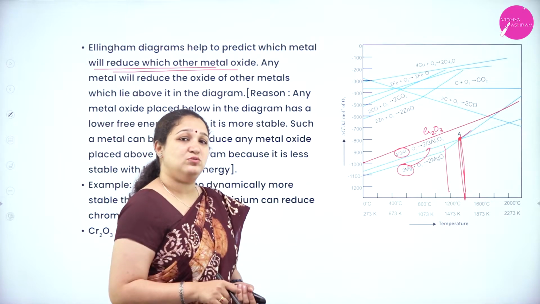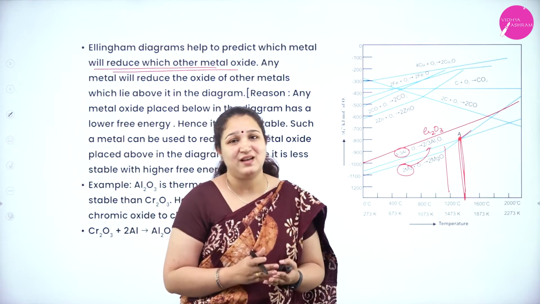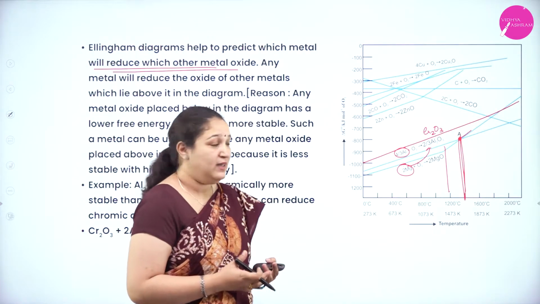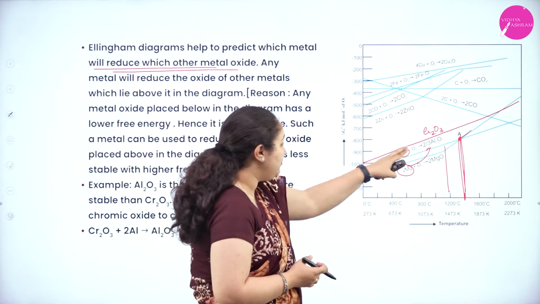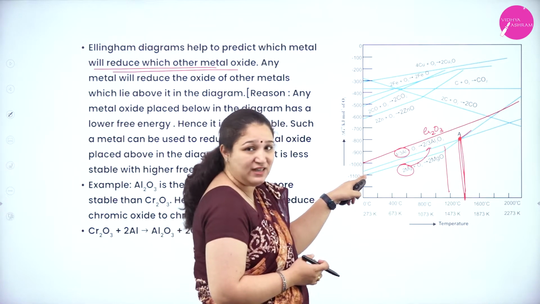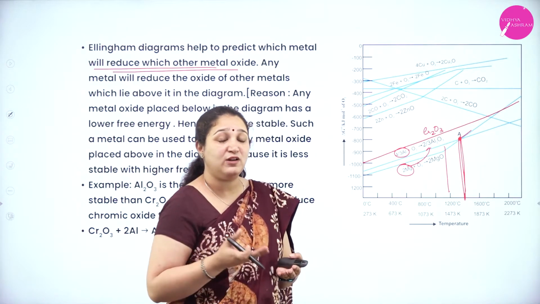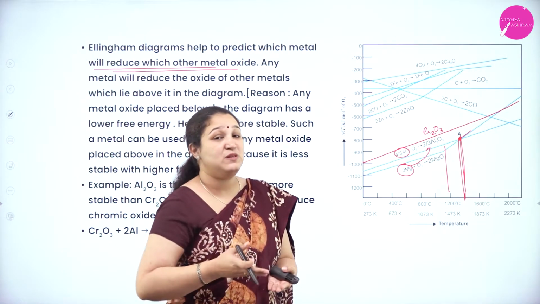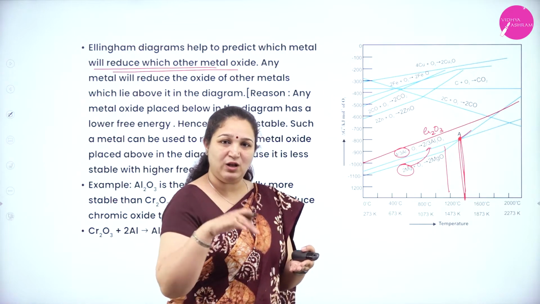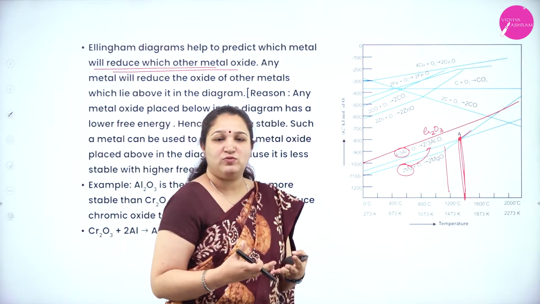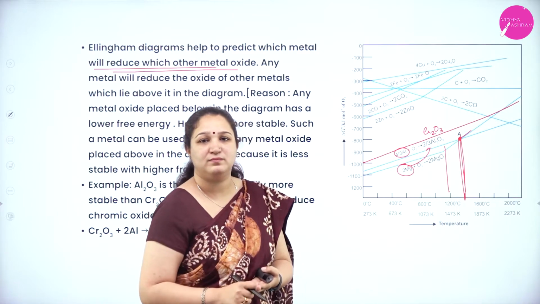Why is it so? Now if you ask me, okay, from the graph I can predict, ma'am, but why is it happening? See, aluminium oxide is more stable than chromium oxide because aluminium oxide formation has got a more negative value compared to chromium oxide formation. Delta G is more negative for aluminium oxide. That means aluminium oxide is more stable than chromium oxide. So you take chromium oxide, add aluminium metal, it wants to form aluminium oxide, so it will take all the oxygen from chromium to give chromium metal.